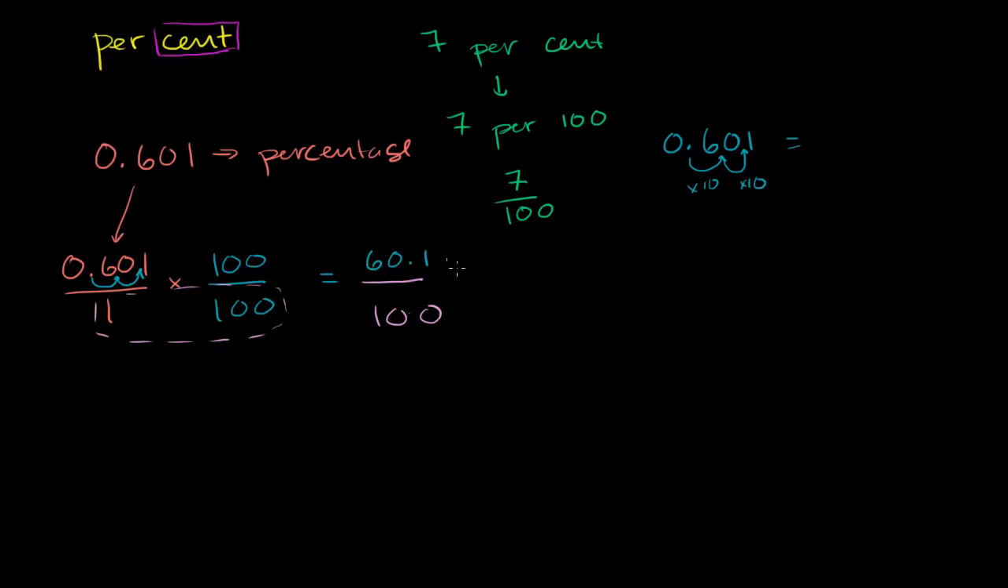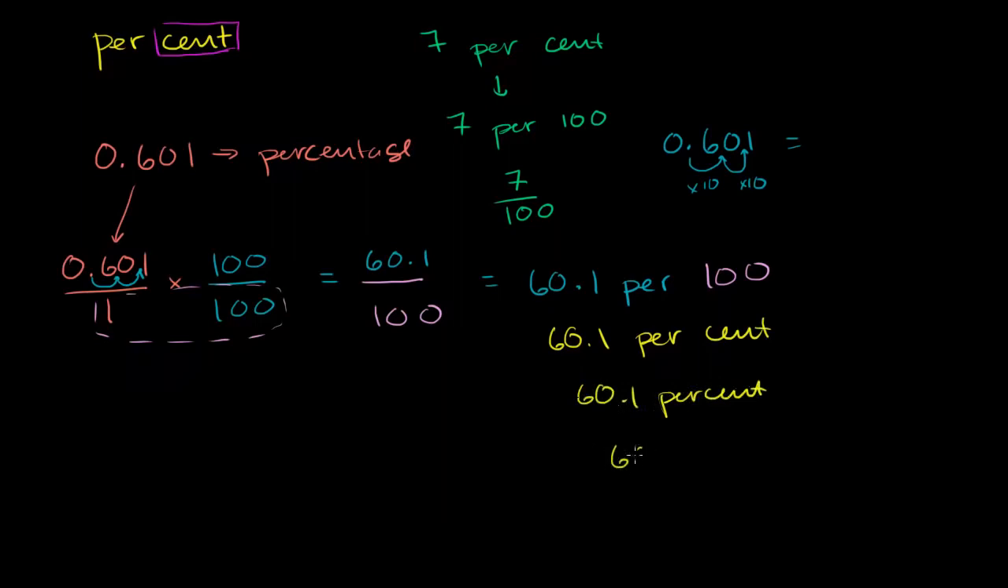Or you could rewrite this. This is the same thing as 60.1 per hundred, which is the same thing as 60.1 percent. And we'd obviously want to write it as 60.1 percent as one word, or 60.1, and we'll just use the symbol, 60.1%. We are done.